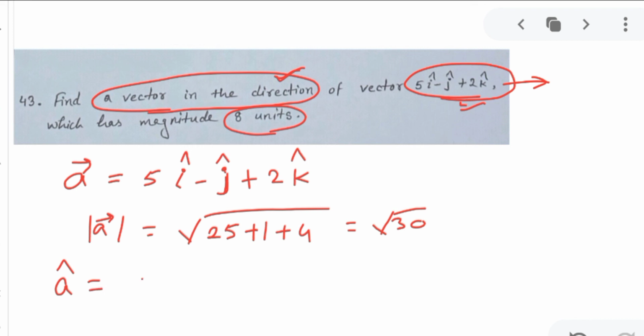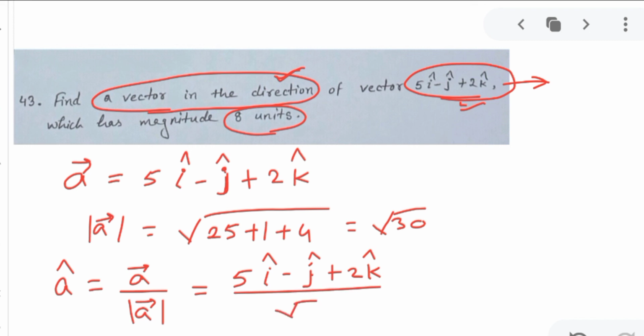Direction of this vector will be vector A divided by mod of vector A, and how this came I discussed in the previous question also, here also. So vector A means 5i minus j plus 2k divided by mod. Mod means root 30. So this direction of this vector will be unit vector. So A vector will be unit vector. So you don't have to worry about that.